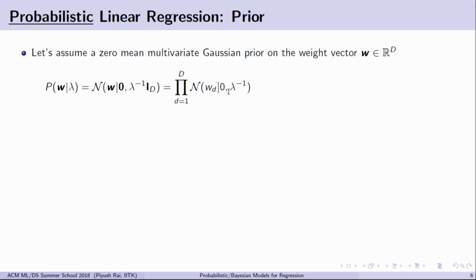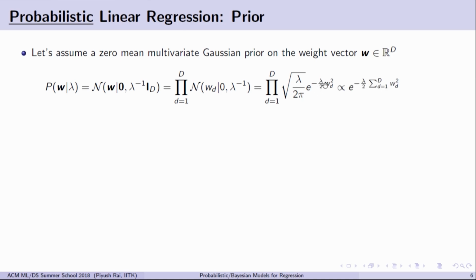So here we have defined a prior, which can be represented as a product of these. Essentially, this spherical Gaussian assumes that different components of W are independent of each other, which is why we can write it as a product of these individual Gaussians. Now we know what individual Gaussians look like. Each of these Gaussians will have this form: square root of lambda by 2 pi, e to the power minus lambda by 2 times WD squared. This is the expression of a Gaussian. When we multiply all of these, we get the following.